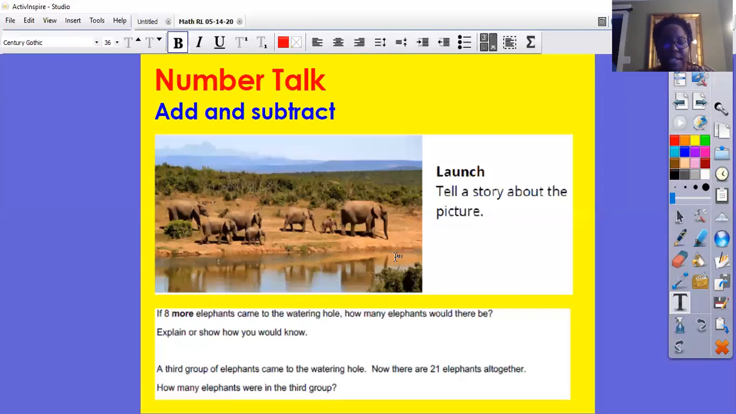All right, I would say our problem is 7 plus 8 equals. It looks like 7 plus 8 is a doubles plus 1 problem. 7 plus 7 equals 14, plus 1 more makes 15. You got it.